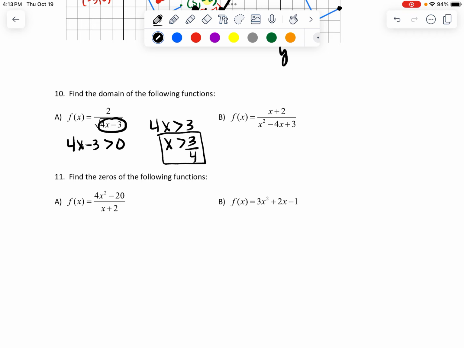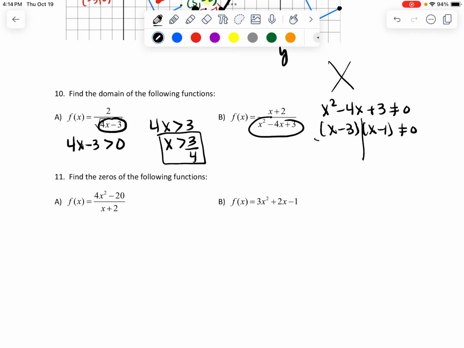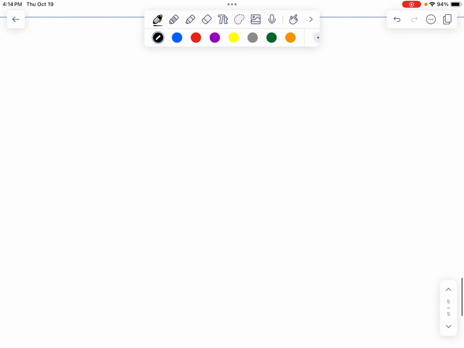Okay? And then for B, what have I got here? Well, denominators, that's not good. Denominators cannot equal 0, so I know x squared minus 4x plus 3 cannot equal 0. If I factor that, do the big X on it, that's going to be x minus 3 times x minus 1 cannot equal 0. And then setting each of these equal to 0, my domain is going to be that x can't equal 3 and x can't equal 1. So if I plug in either of those, it's going to give me an undefined answer.